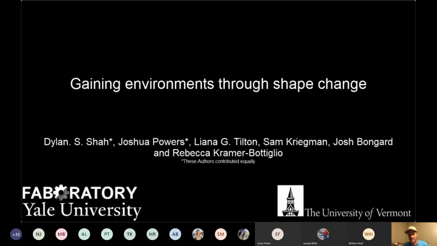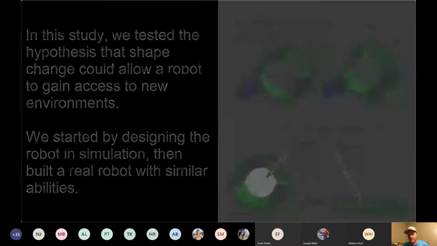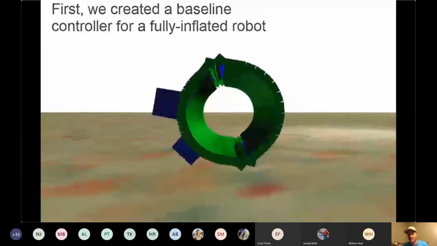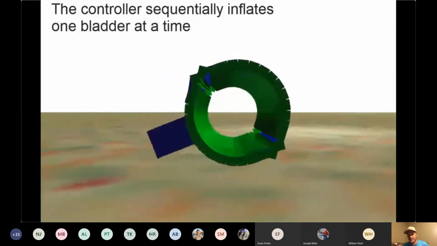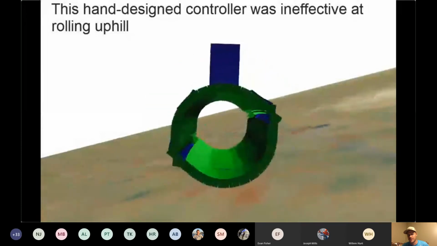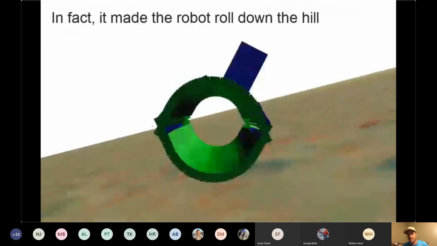So this is a recent paper we did, gaining environments through shape change. Essentially, we have a cylinder robot made out of silicone with these bladders on the outside that cause it to roll. So this is what it looks like in simulation. The idea of this is to show how shape change can be an effective substrate for operating in new environments.